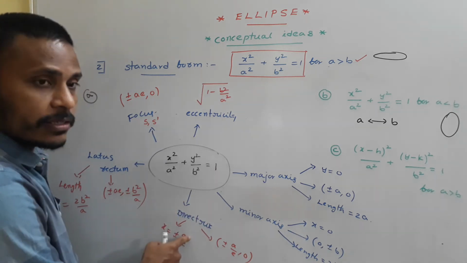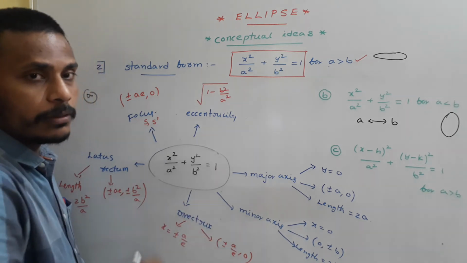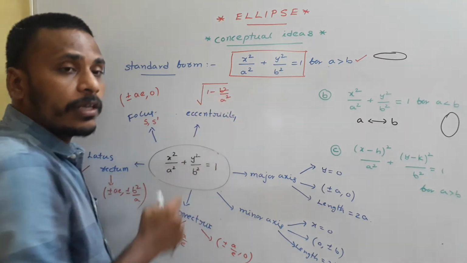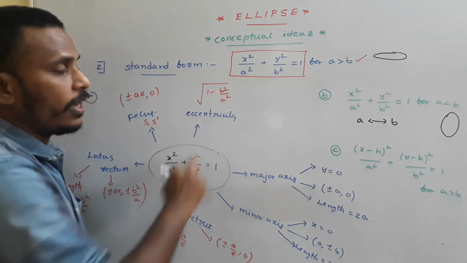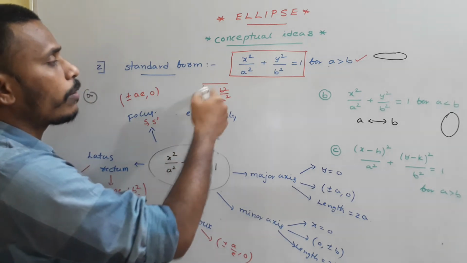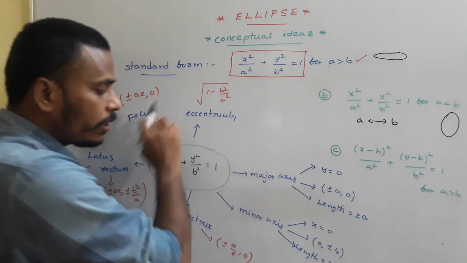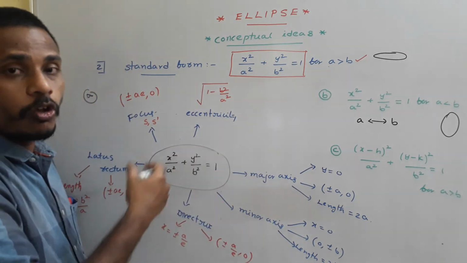Directrix: replace a with b by e. Eccentricity: 1 minus b square by a square; replace a with b and b with a, interchanging a and b, so root of 1 minus a square by b square. Like that, for a greater than b, usually we learn and we solve problems.